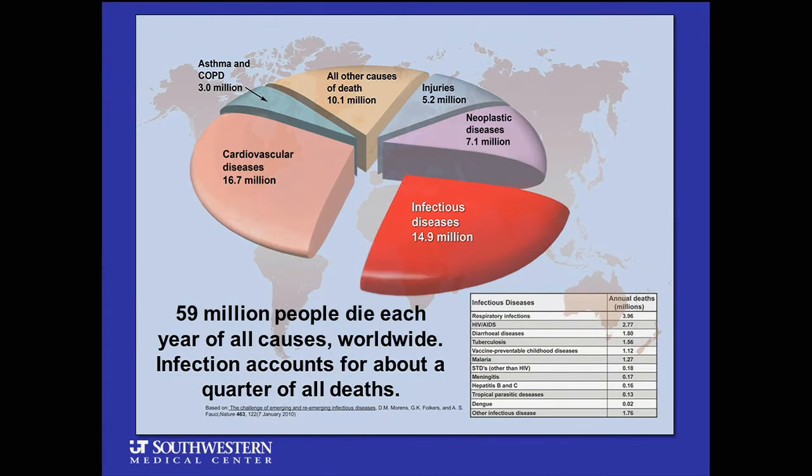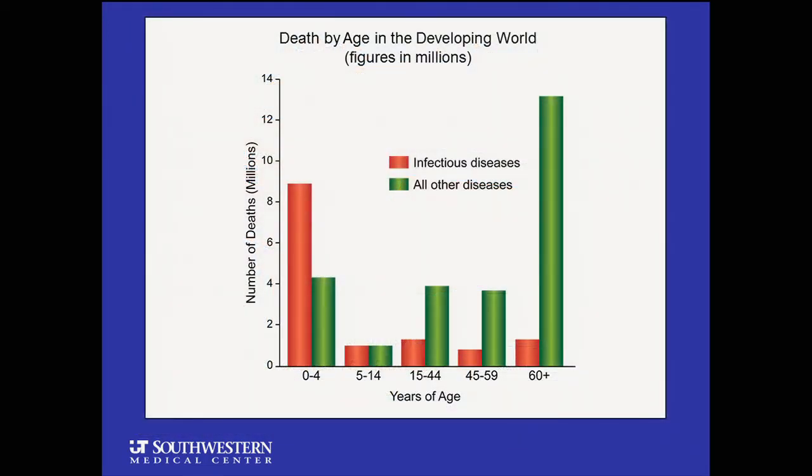If we look today at the whole planet and we ask simply, what do people die of? Approximately 25% of all people who are born, 14.9 million people per year at present, die of an infectious disease. This is not the major cause of attrition in our species. You can see that cardiovascular disease slightly edges out infectious disease, but there is something special about infection, and that's the age at which it causes death.